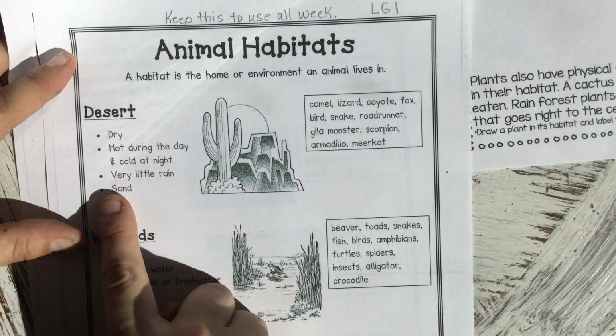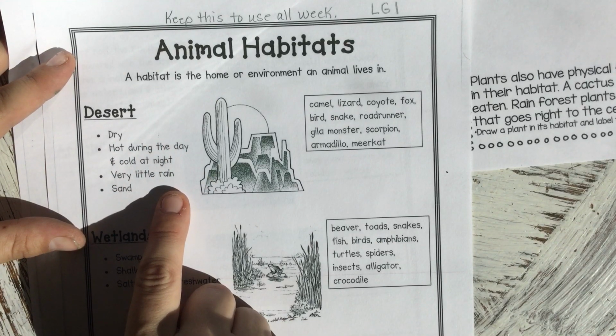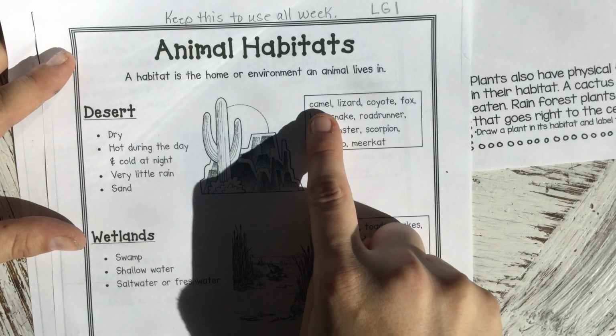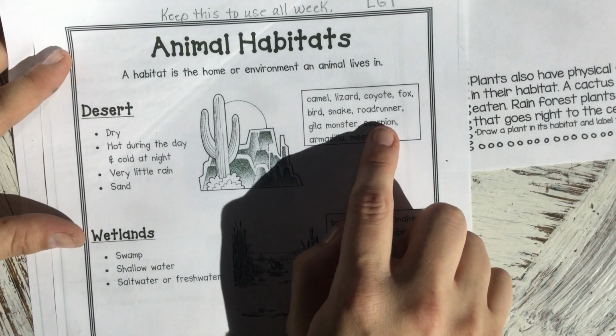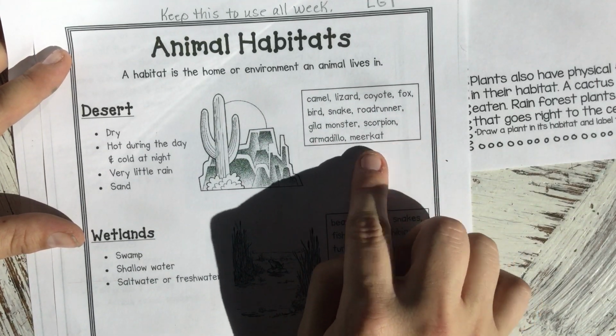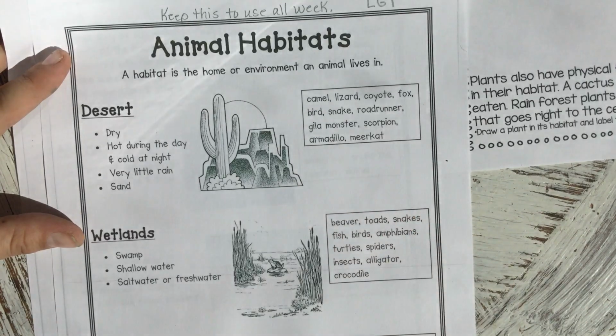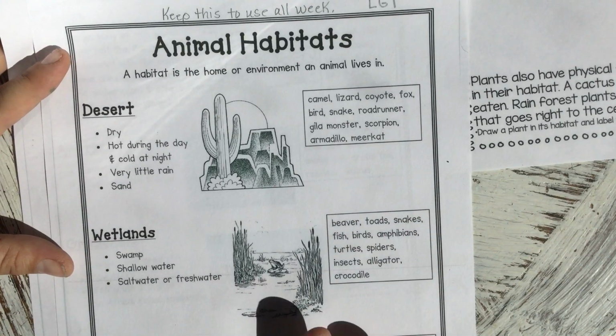Animals that live in this kind of habitat, where it's really dry and hot, are like camels, lizards, coyotes, foxes, birds, snakes, roadrunners, Gila monsters, scorpions, armadillo, meerkats. Those are all things that live in the desert.